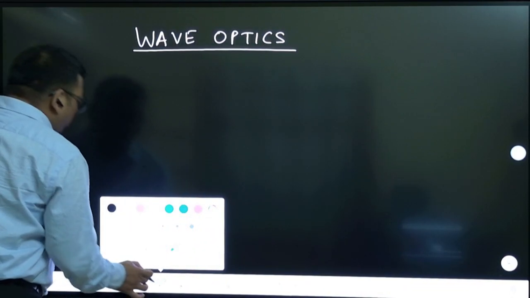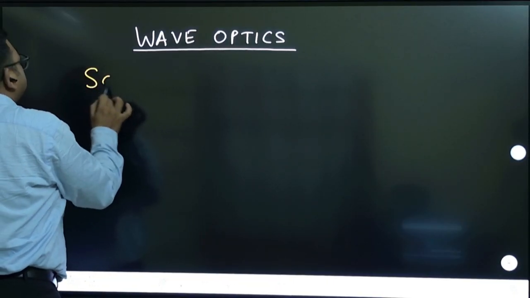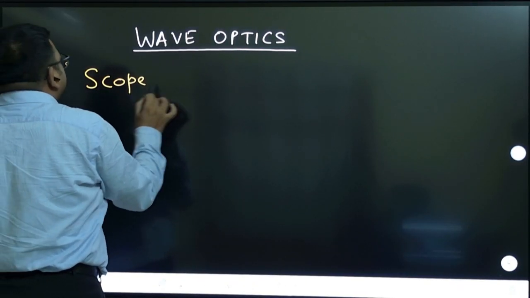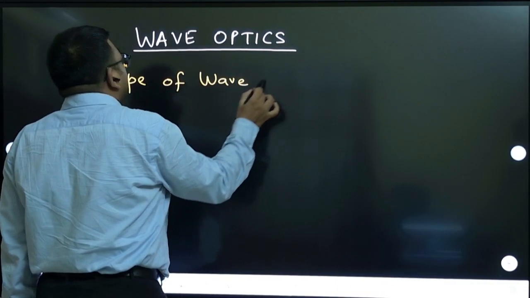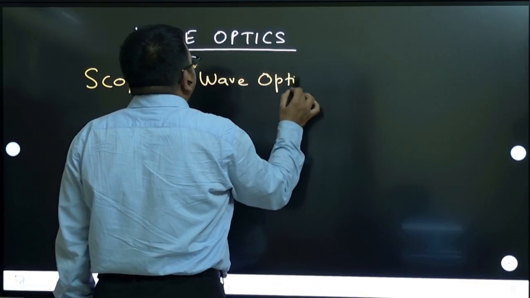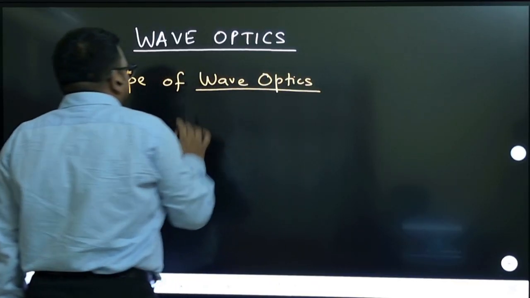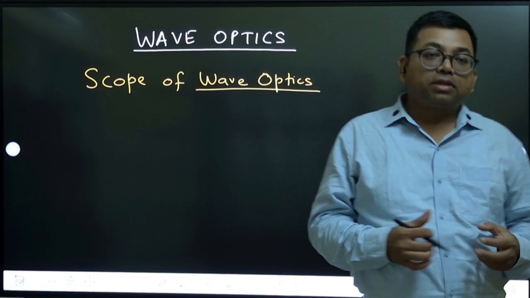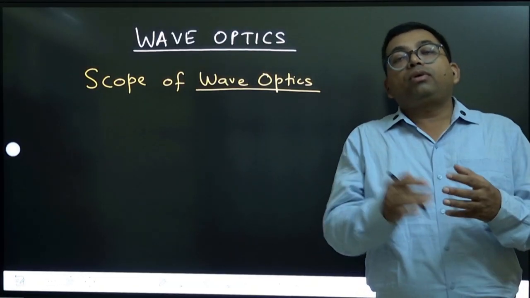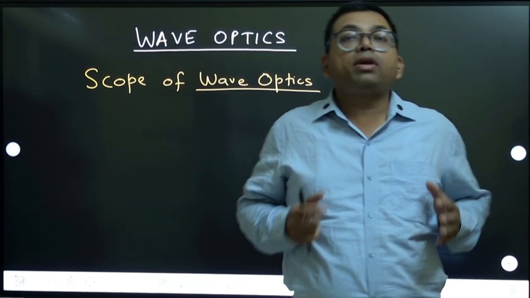So first of all, what is the scope? We'll understand the scope of wave optics. That means where can you apply the concept of wave optics? That means in the case of light, where can you apply the concept of wave optics?